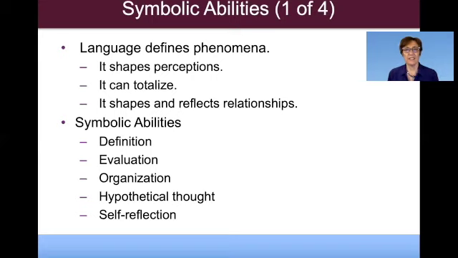Now we move to looking at some of the abilities that language gives us as the users of language. So one is that language defines phenomena. It actually shapes what we see. It can be totalizing. Once we put a label on something, we tend to keep seeing the situation in that same way, and it's hard for us to see it in a different way. Then it shapes and reflects relationships. How people talk to each other helps to create the relationship the way it's going to be, and it also reflects the relationship.